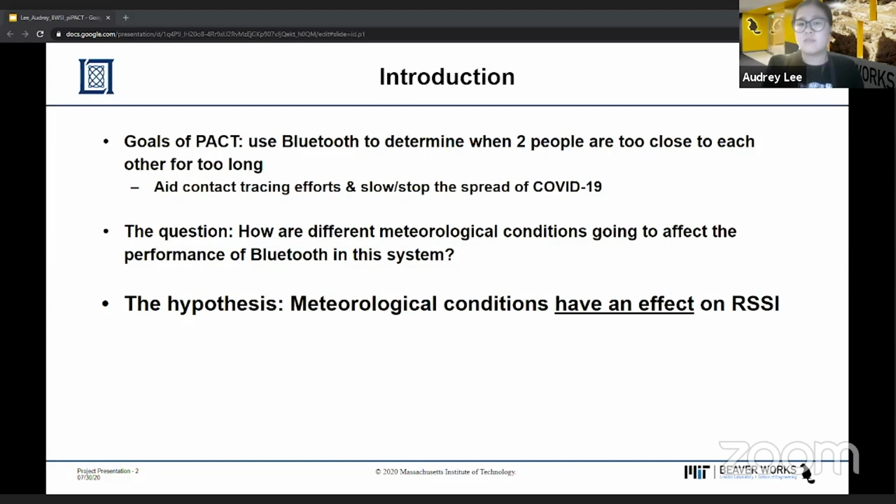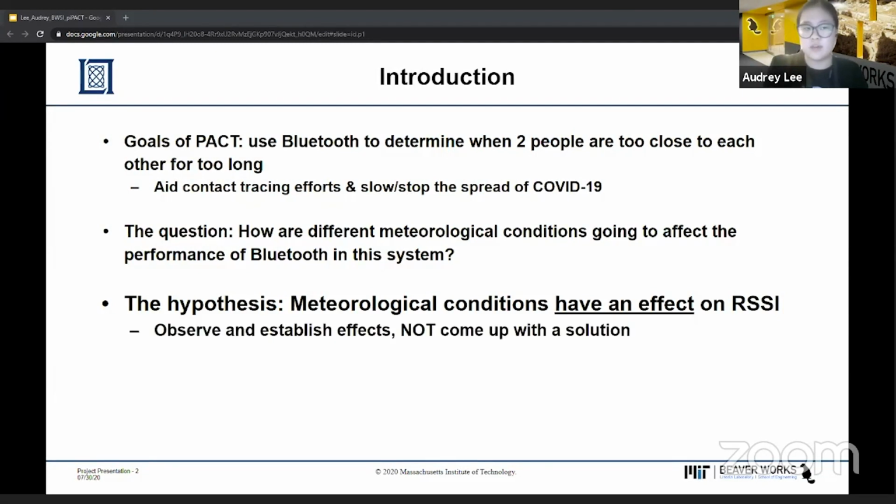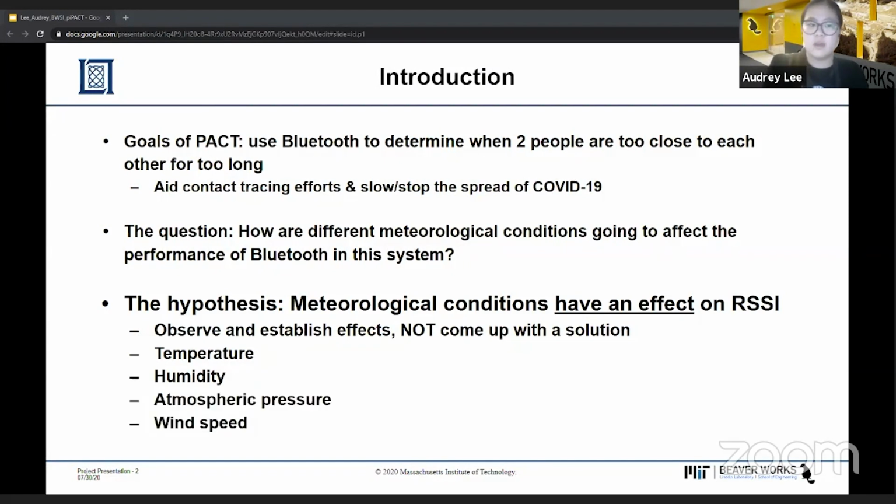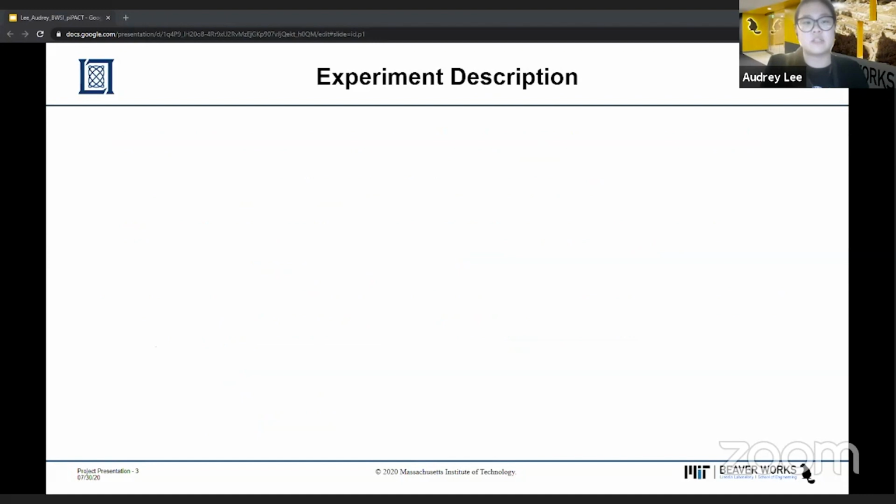And I wanted my experiment to cover as many components of meteorological conditions as possible, so I stuck to observing and establishing any effects rather than developing a system to account for those effects. As for which components I focused on, I first compiled a list of the potential components and picked the ones that I thought would be the most feasible for me to simulate at home. In the end, the 4 factors I chose were temperature, humidity, atmospheric pressure, and wind speed. So let's talk about how I actually carried out my experiments.